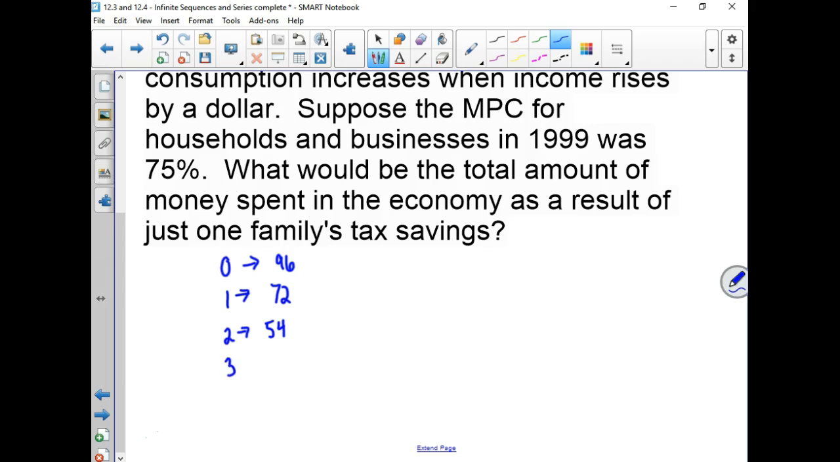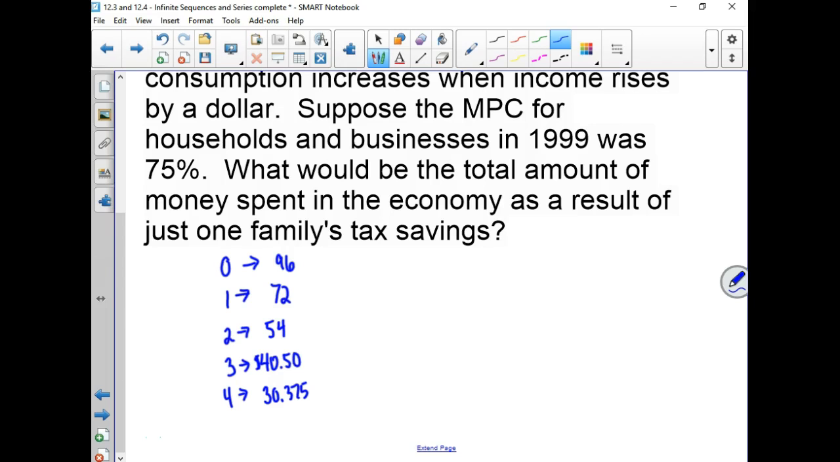That employee spends 75% of their $54. So now they spend $40.50, right? They go to a store and buy something. Well, then the next person, whoever gets that money, is going to spend 75% of that. So we've got 30.375. So the amount of money each time is diminishing, right? You don't have as much. But money is being spent over and over and over and over.